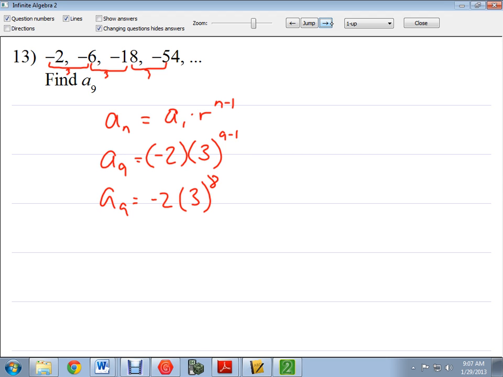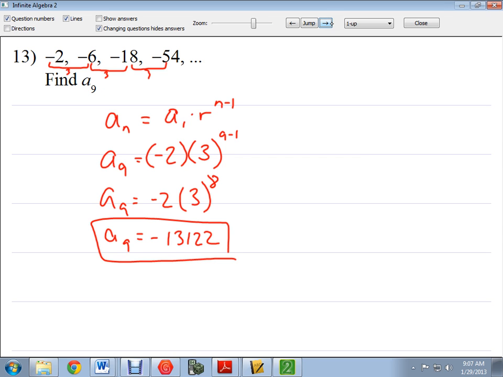Please be careful, do not multiply the negative 2 times 3 first. You have to raise 3 to the 8th power and then take that answer and multiply it by the negative 2. So your a sub 9 would be equal to negative 13,122. And that would be the final answer.